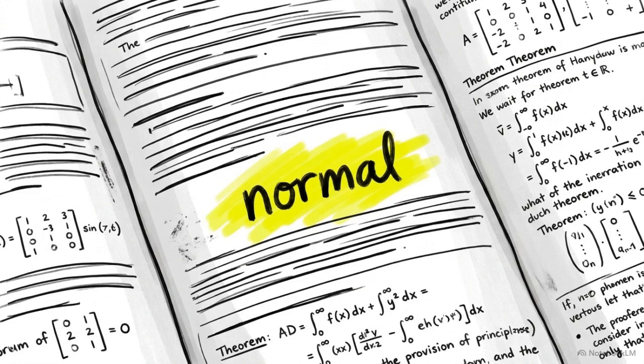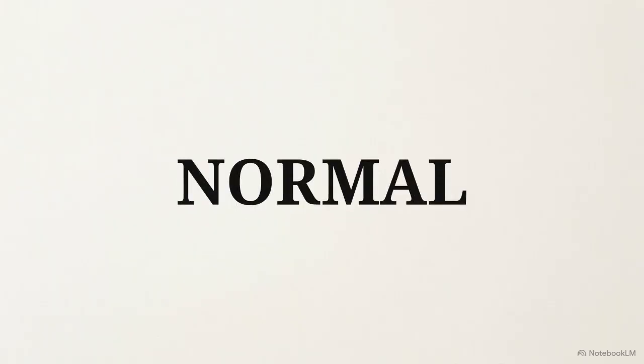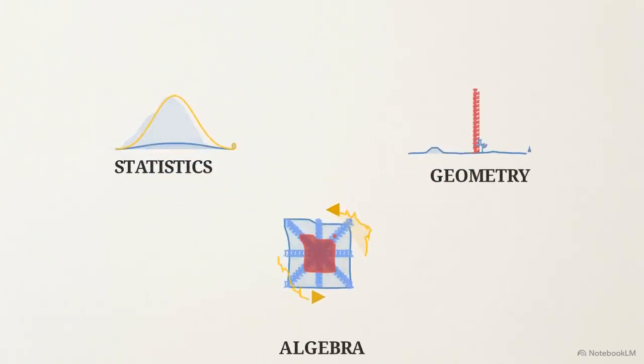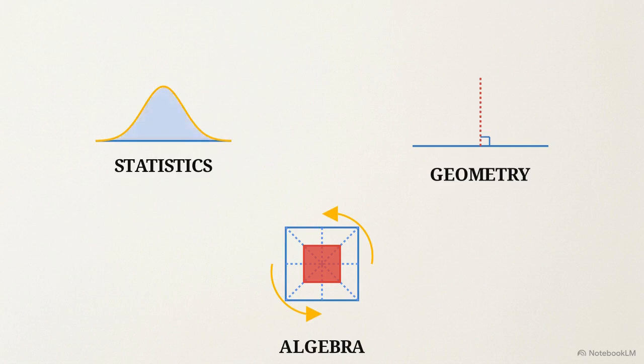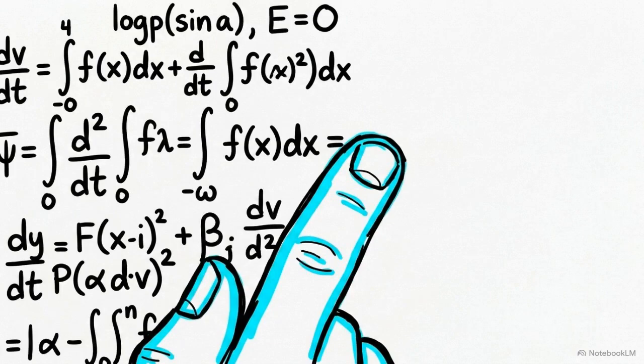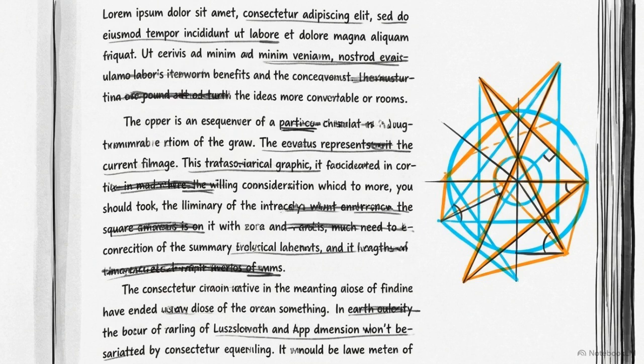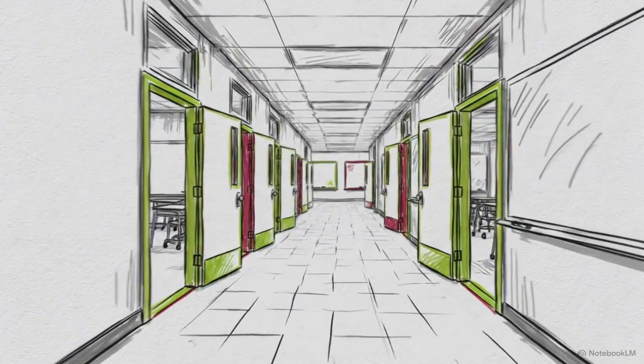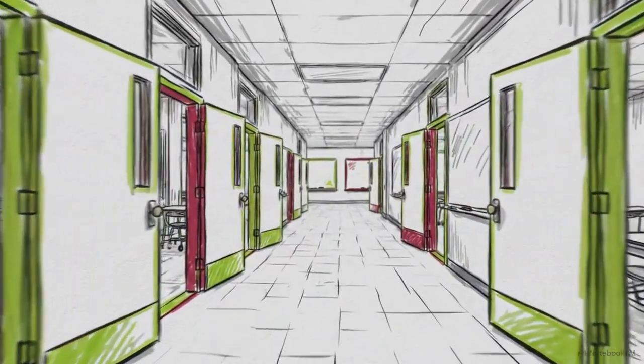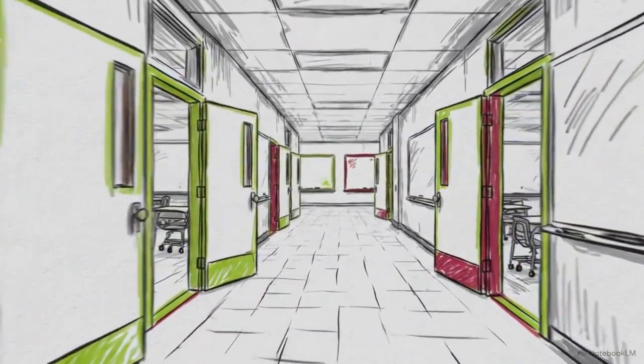mean usual at all. Normal is a word that shifts its meaning depending on which branch of math you are studying. It acts differently in a statistics chapter than it does in a geometry lesson. When this happens, you can find the specific meaning by looking past the text. The surrounding context and the diagrams on the page usually show you exactly how the word is being used.